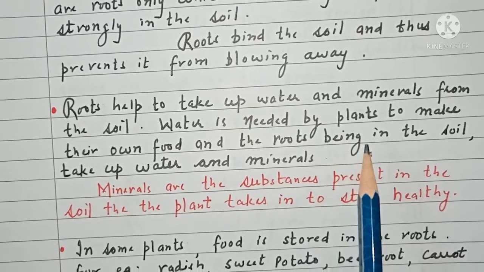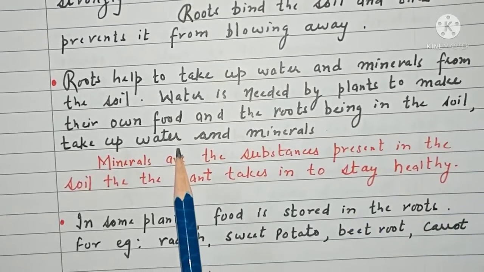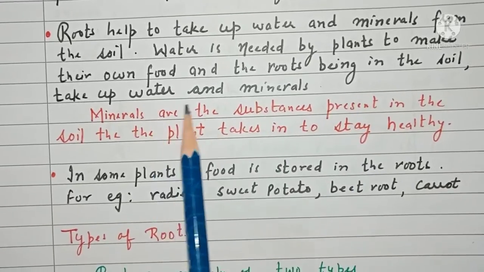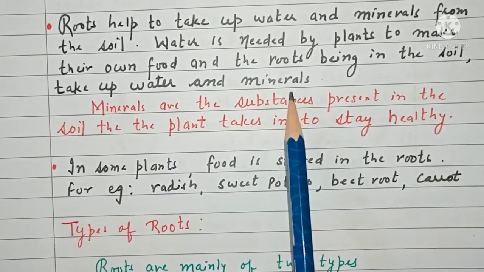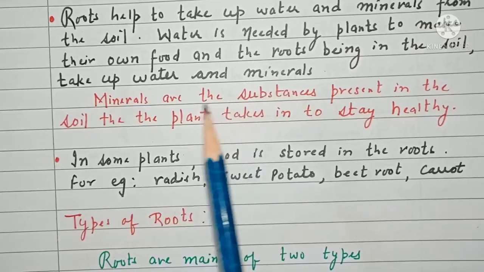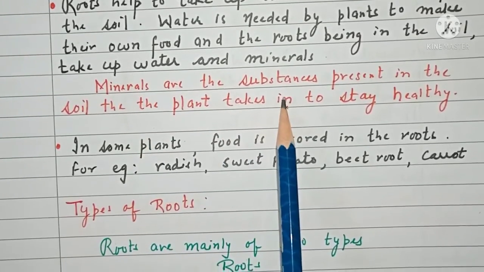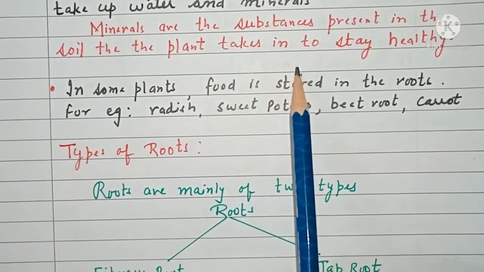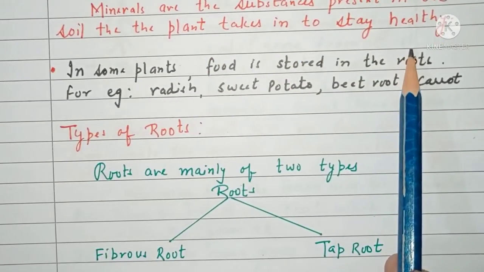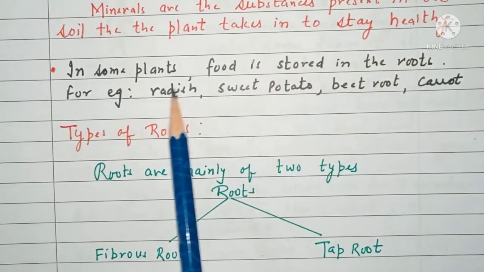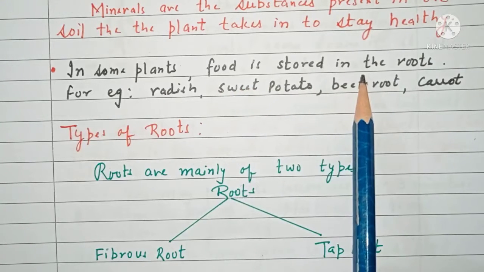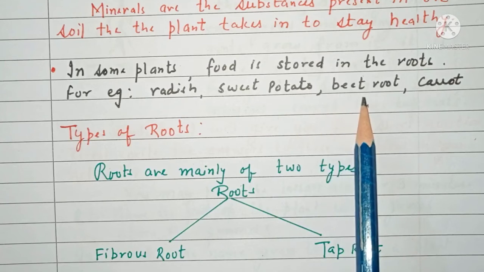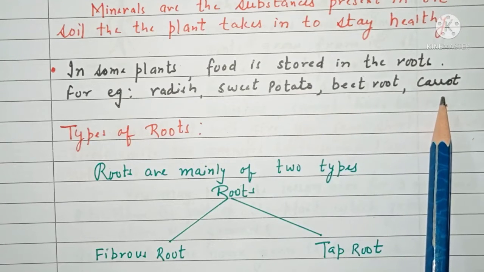Water is needed by plants to make their own food, and the roots, being in the soil, take up water and minerals. You know what are minerals? Minerals are the substances present in the soil that the plant takes in to stay healthy. And in some plants, food is stored in the roots. For example, radish, sweet potato, beetroot, and carrot.